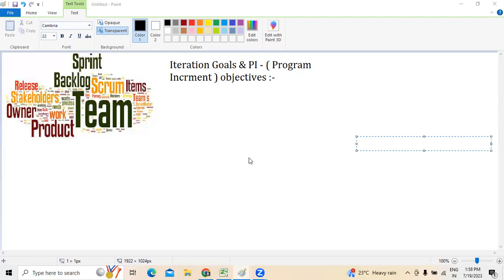So by keeping this context in account, how do we write the PI objectives effectively? At the same time, what iteration goals do we want to achieve in order to scale down the versions of objectives, right? So all these things are what we will learn in today's video.